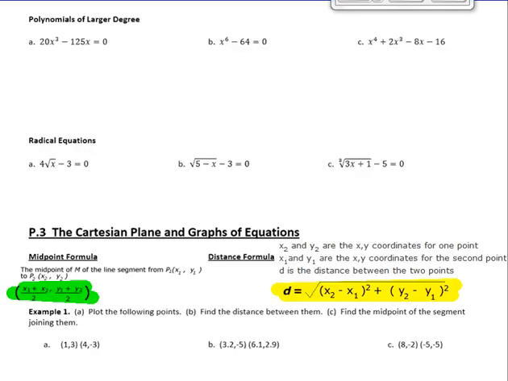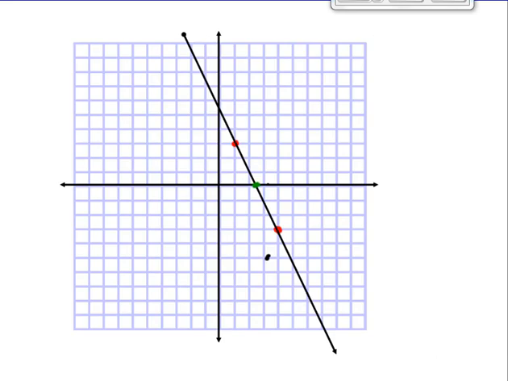And the other one is 6.1, comma, 2.9. 6.1 is 1, 2, 3, 4, 5, and 6.1, comma, 2.9 is 1, 2, and almost 3. Okay, so we're looking at those 2 points.